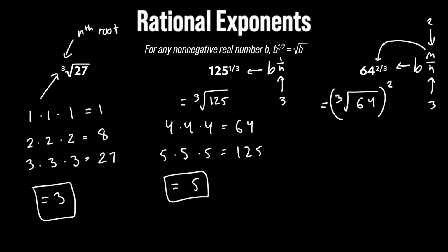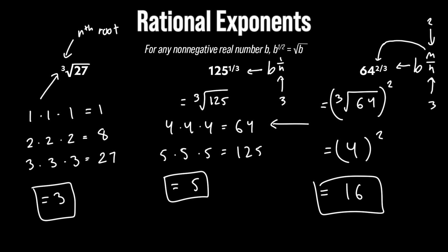So how do we solve this? We find a number that when multiplied 3 times makes 64. And we've already established that right here. Inside this parentheses, that's going to be equal to 4. 4 squared is 16. And so this is our answer. So whatever the value of n is going to be the root, and whatever value of m is going to be the exponent.